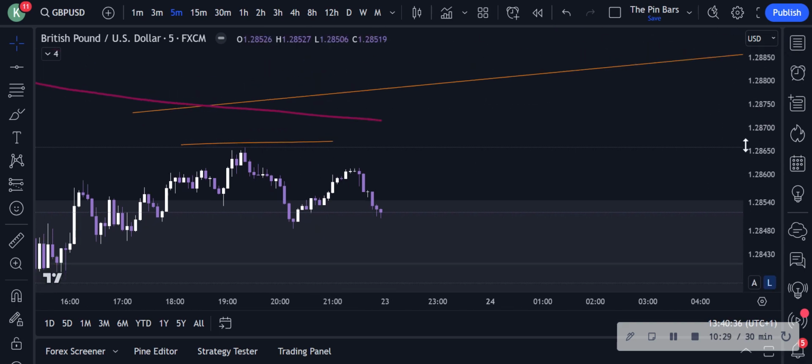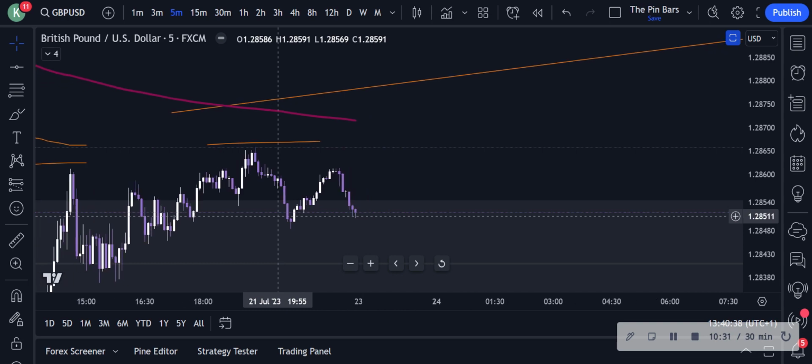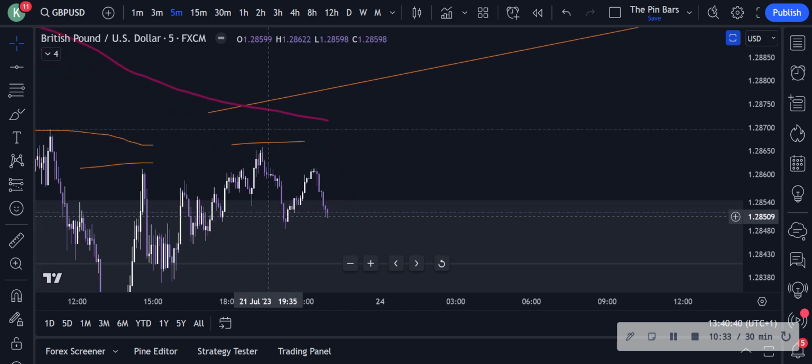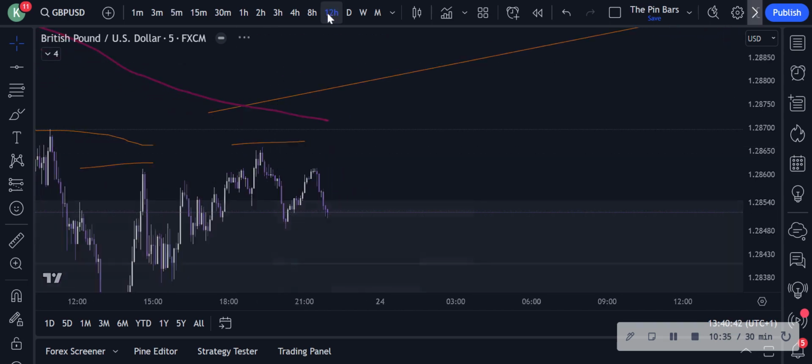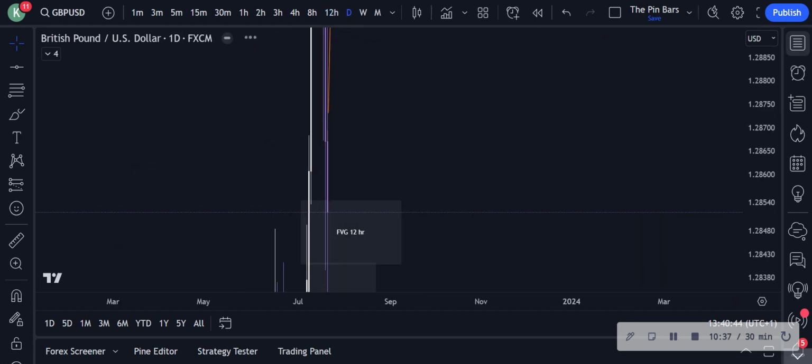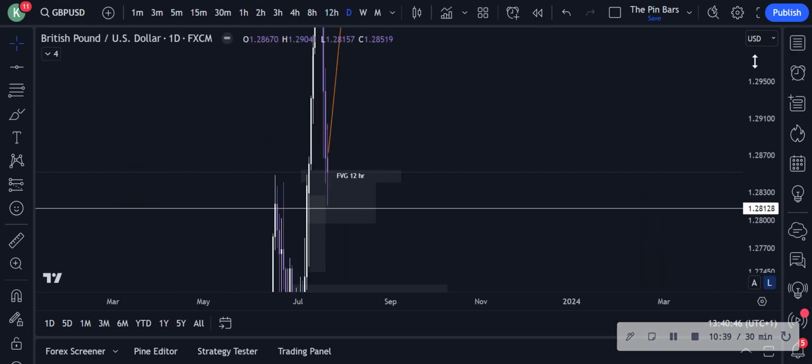Okay, guys, so that's just my analysis in a nutshell for GBP USD. I think for the rest of the week, we could be reaching potential highs. Let's just see where price could be going to as a high, okay?